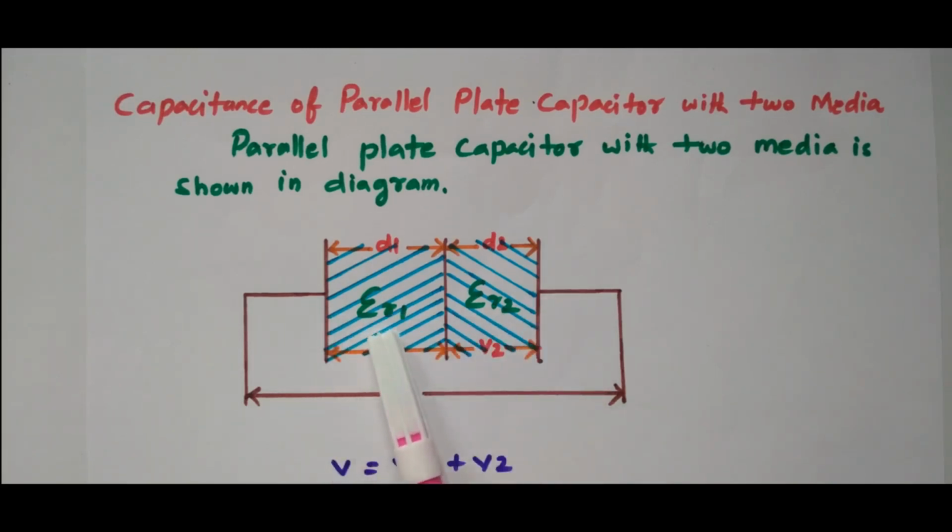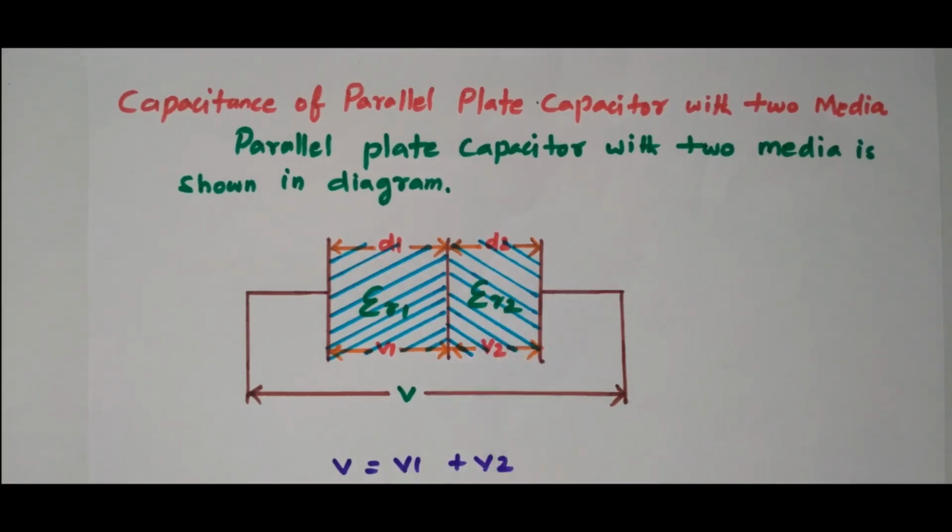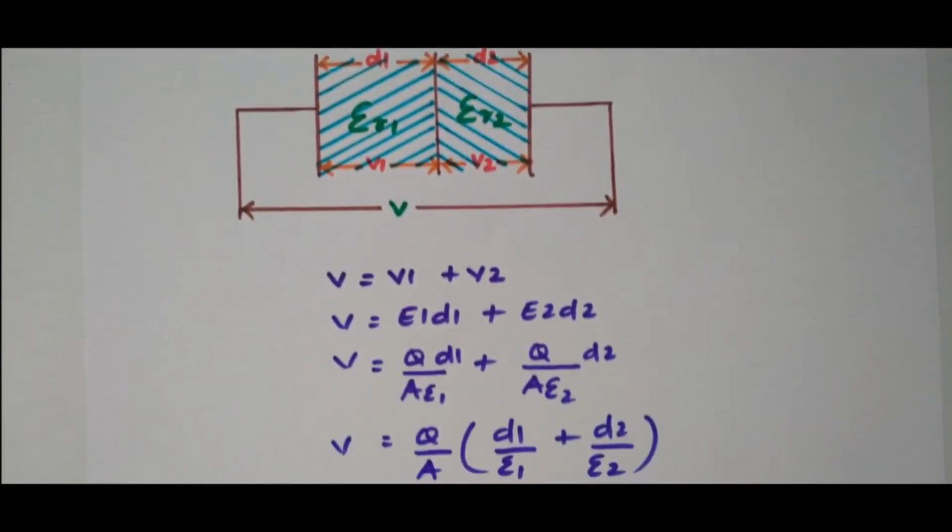The permittivity of the first dielectric material is epsilon r1, and the second dielectric material is epsilon r2. The thickness is d1, and this will be d2, right? The total voltage applied across the parallel plate is V, that is, the drop across the first dielectric material is V1, and the second one will be V2, right? So we have d1, d2, voltages V1, V2, and permittivities epsilon r1 and epsilon r2. So we'll go to the derivation.